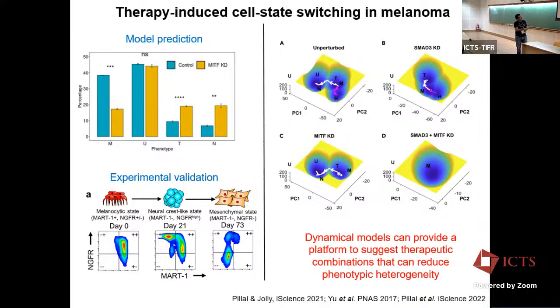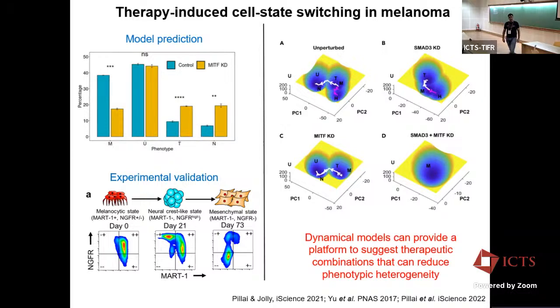So she found one such example where if you knock down SMAD3 and MITF, you see that there is only one phenotype that remains. All the other states have disappeared, okay? Because the network structure is such that you can get rid of other states. Now, there is some preliminary validation of this in the existing literature, but yeah, we haven't done 17 C2 combinations experimentally and showed that this is the best one.